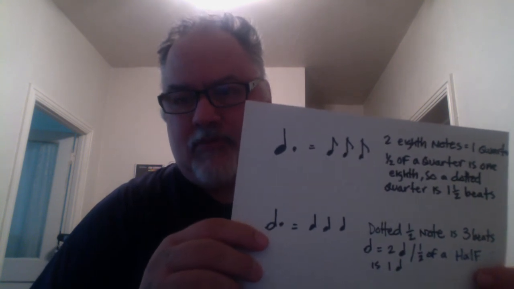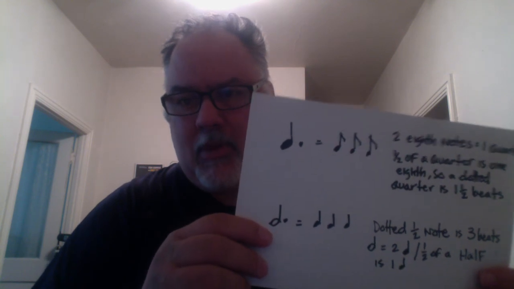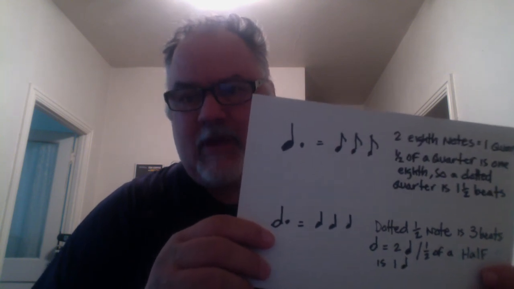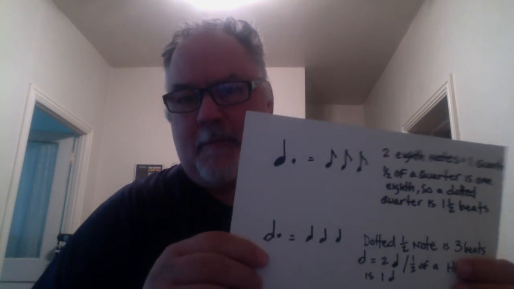Dotted half note is 3 beats. A half note is equal to 2 quarter notes. One half of a half is 1 quarter note. So then this would be a 3-beat rhythm. Okay.